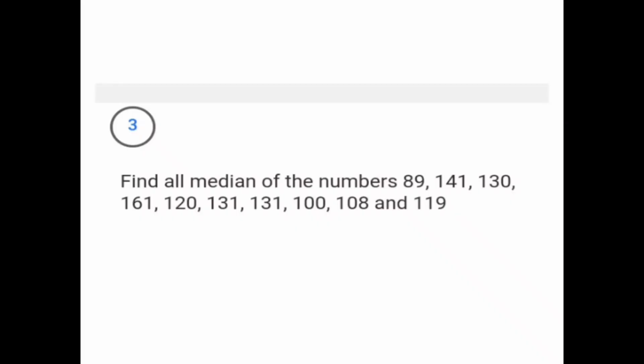Number 3. Find the median of the numbers 89, 141, 130, 161, 120, 131, 131, 100, 108, and 119. In order to find the median of these numbers, the first thing you will do is to arrange them in ascending order or descending order. Any one you want, it goes.